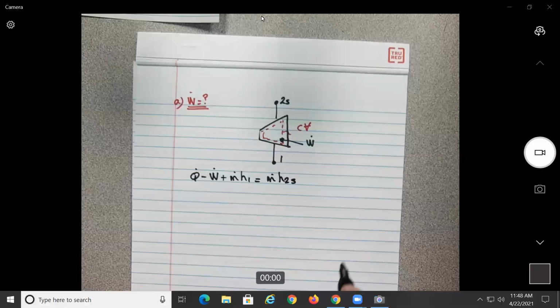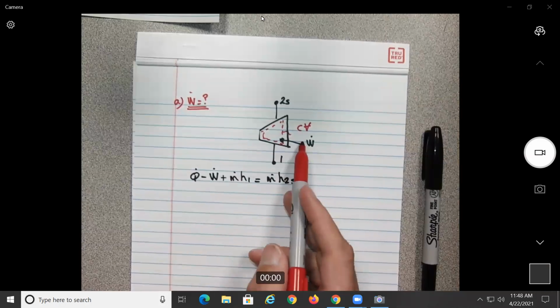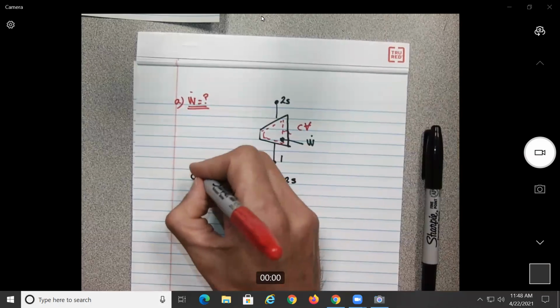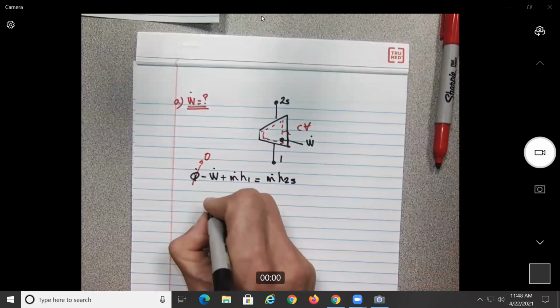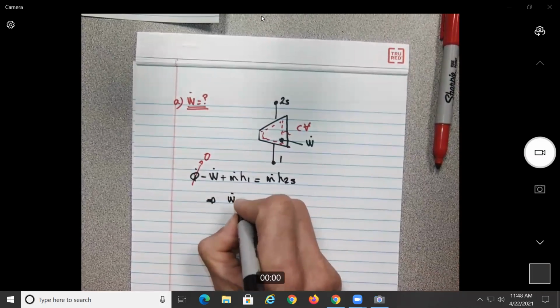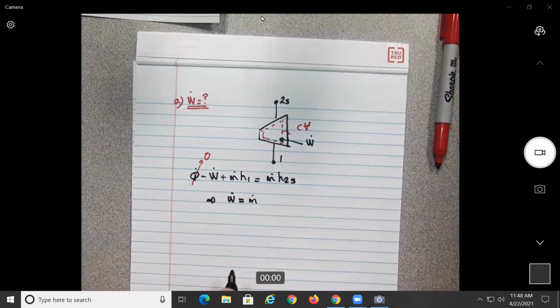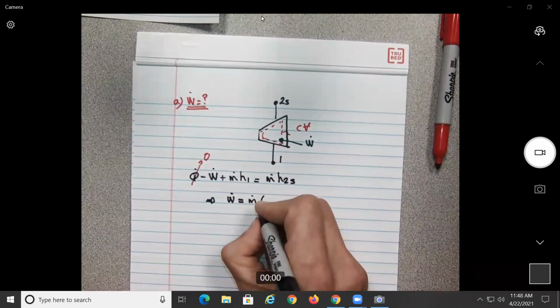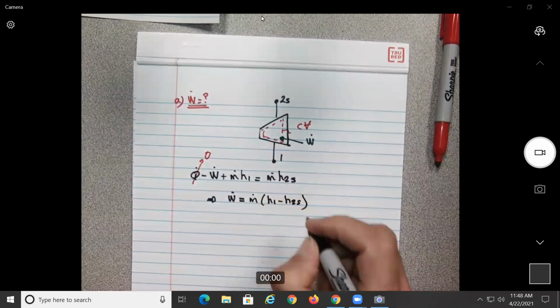So in this problem, what do we know? Do we have any loss of heat through the compressor? Do you see that on the figure? So this is 0. So from the figure, we find that the power should be equal to m dot (h1 minus h2S).